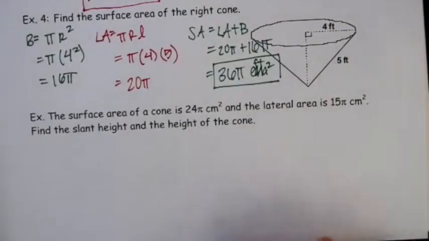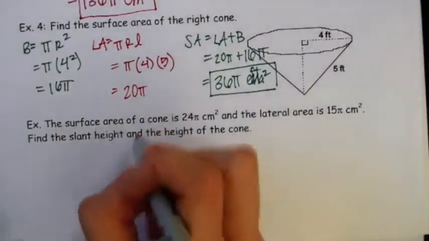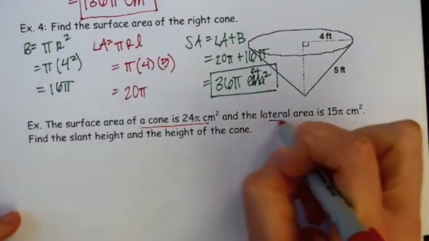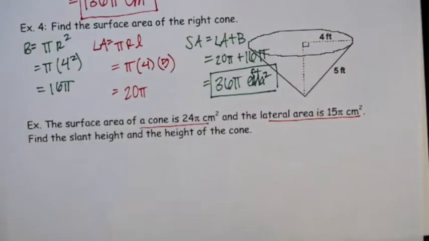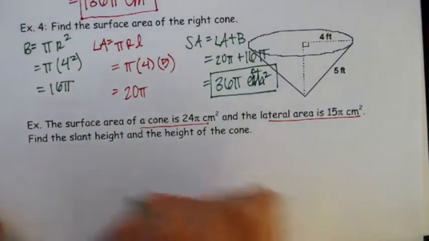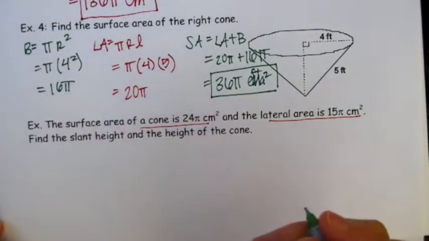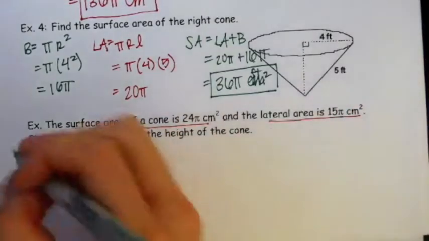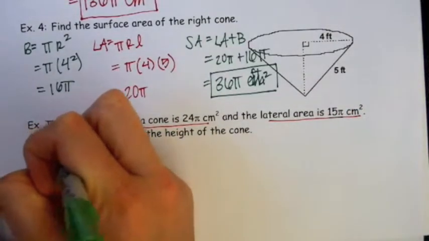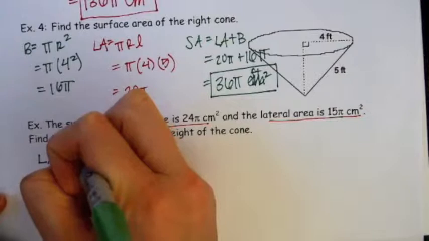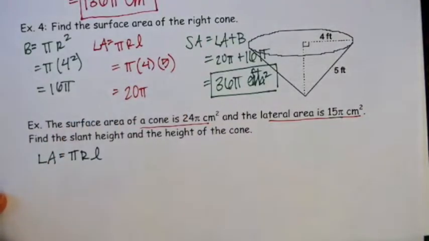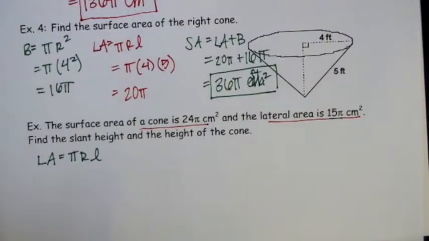Okay. Now I have the surface area of the cone and I have the lateral area. I want to find the slant height and the height. So let's start with the lateral area. They told me the lateral area was 15 pi. So my lateral area is pi times my radius times my slant height. I don't know my radius or the slant height yet, so I can't do anything there.